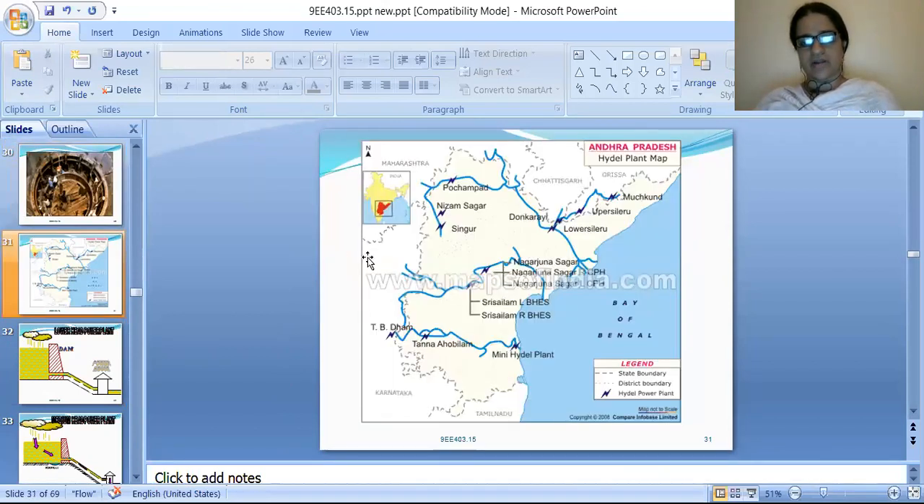Right. What are the hydroelectric power plants which are there in Andhra Pradesh? They have given Andhra Pradesh and Telangana. This is United AP's picture. So there is Nizam Sagar, there is Singur, there is Nagarjuna Sagar, there is Sriramsagar, the right bank canal and left bank canal. So these are all the hydroelectric power stations which are there in our Andhra Pradesh and Telangana.